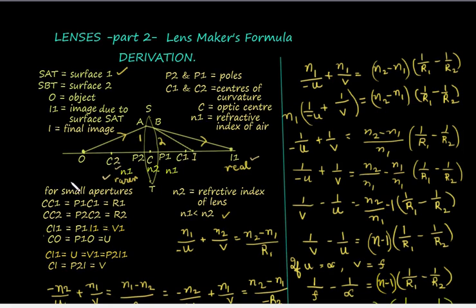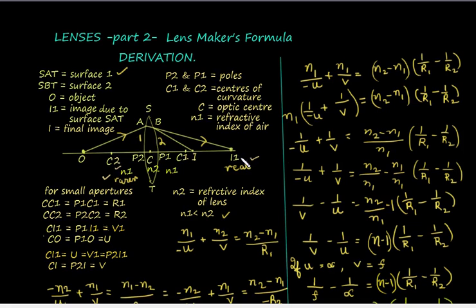For thin lenses and for small apertures, C1 is equal to P1C1. Because the lens is very thin, this small distance can be neglected and that is the distance R1, radius of curvature for surface 1. Point is marked as C1. Similarly, C2 is equal to P2C2 and that is equal to the distance of the center of curvature for surface 2, which is marked as R2.